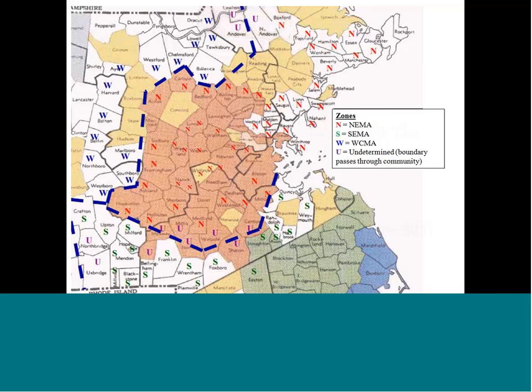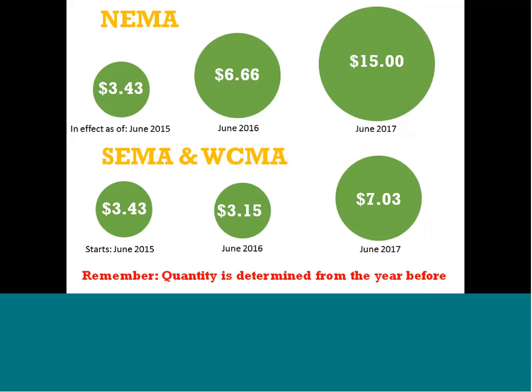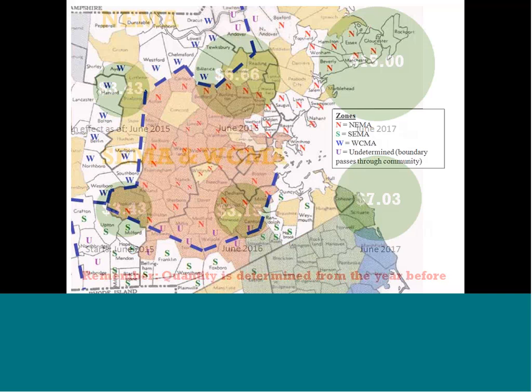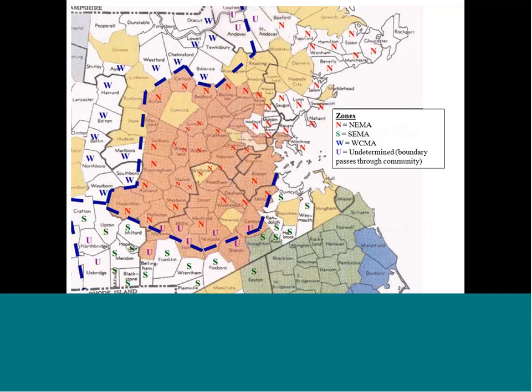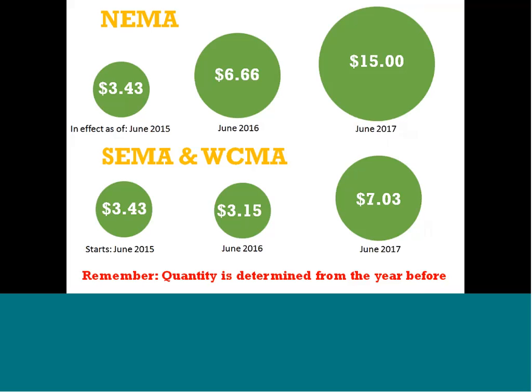Most of our communities have been in NEMA, but some are in SEMA, and you might be in WECMA as well. Oh, and someone just asked on that map what the yellow communities are. Those are municipal light plants, so they would also be in these load zones as well. They're just not served by the investor-owned utilities.